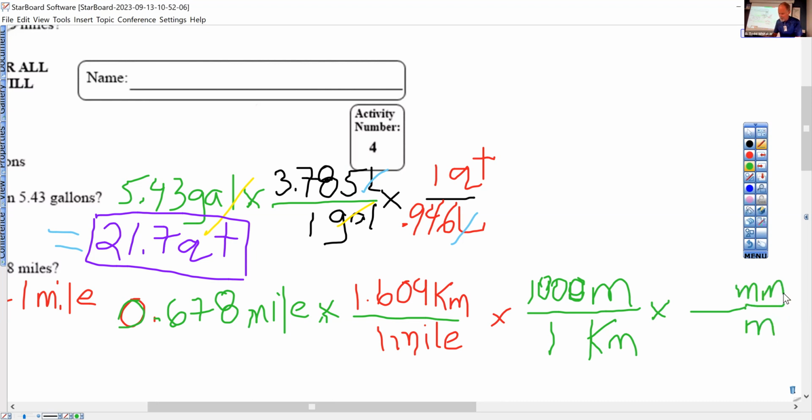Which one's bigger? Meters. 1,000. Wow. Is it 1,000? It is. Whoa. That's a million on the right here, isn't it? 1,000 times 1,000. Yeah. It's about a million. The answer is about a million.